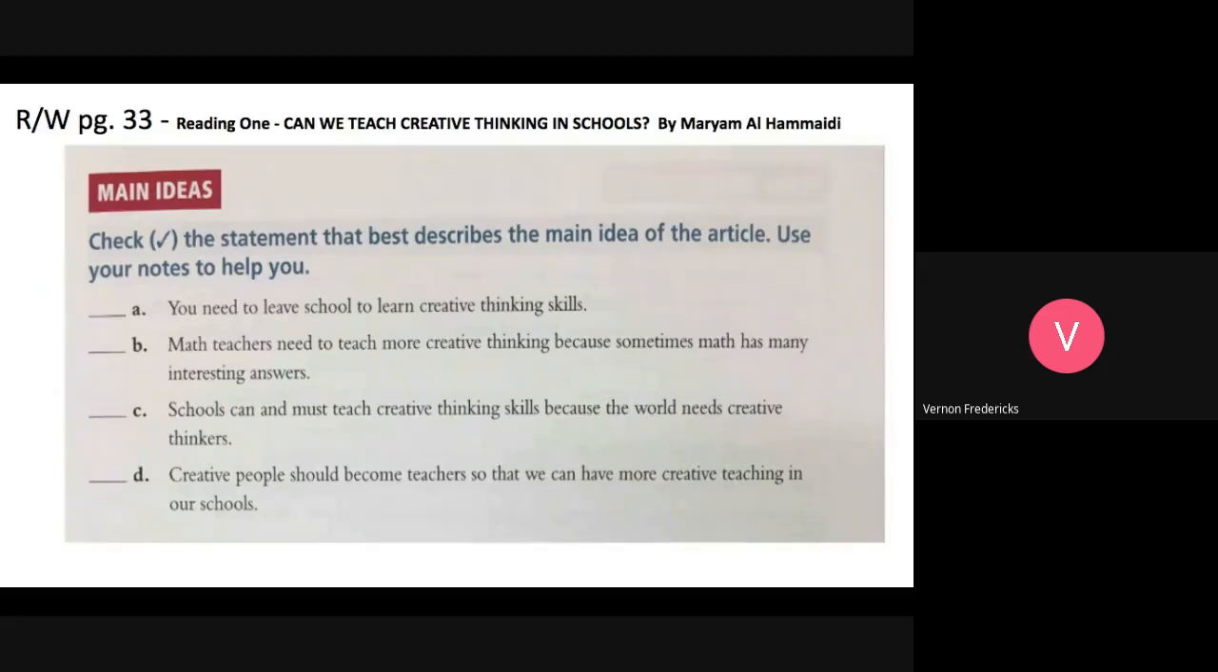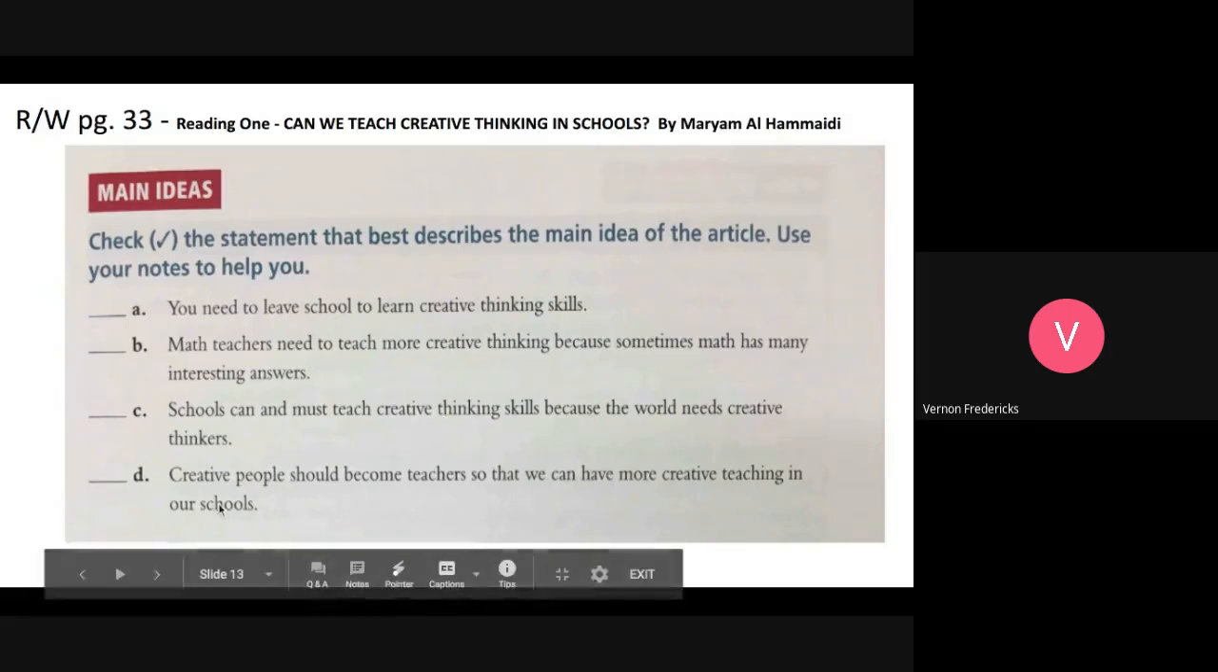Okay. So what do you think is the correct answer? I would go with C. Schools can and must teach creative thinking skills because the world needs creative thinkers. This is what the paragraph was about. Yes? Okay.